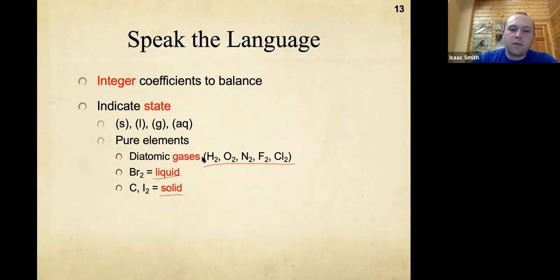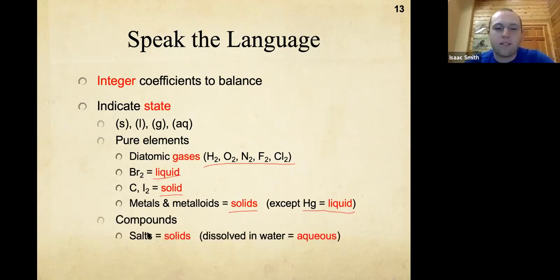On homework questions, sometimes it will tell you exactly what state it is, but if it doesn't, these are the assumptions you make, and this is what I would accept on the test. Metals are solids, except mercury, which is a liquid. That's the only exception for metals.